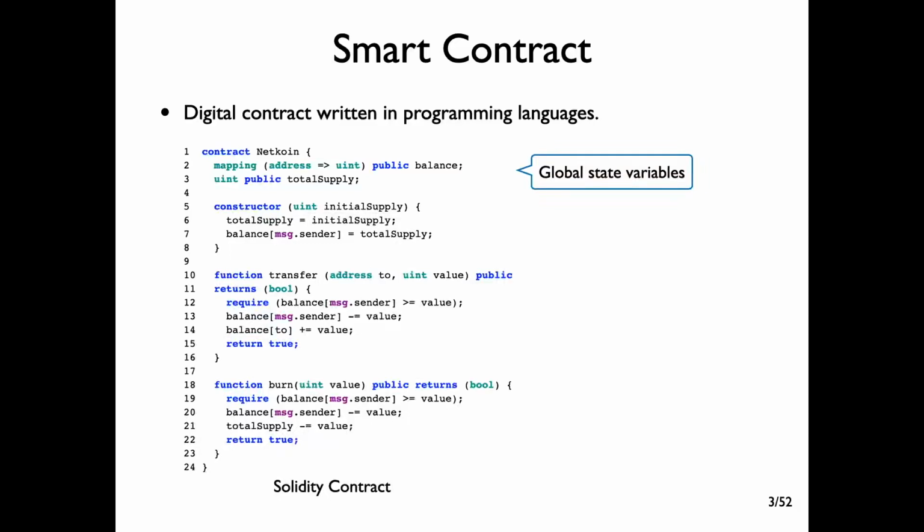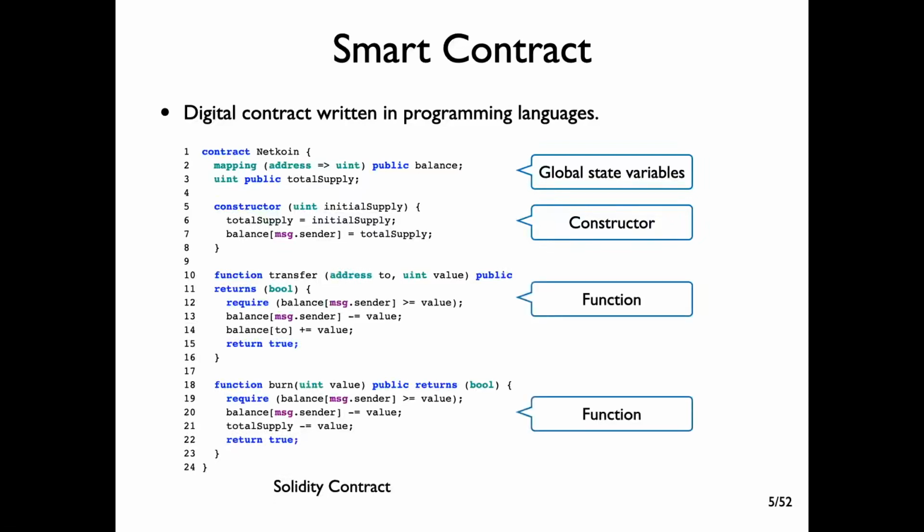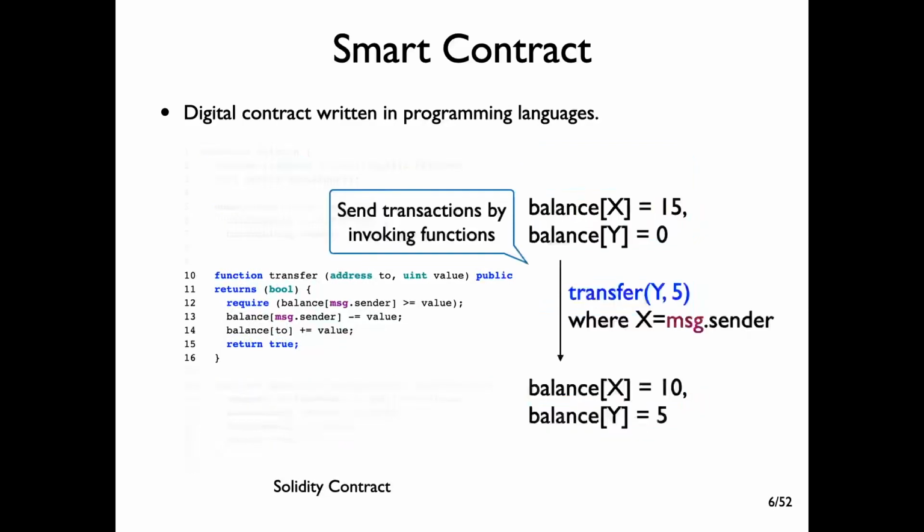First, there are global variables in the contract. There is a constructor function which can be executed only once when deploying smart contracts on the blockchain. There are two public functions which can be invoked by anyone. Users can send transactions by invoking these functions with some argument values. For example, suppose X's balance is 15 and Y's balance is 0. Then, X can send a transaction for sending 5 tokens to Y by invoking transfer with the arguments in the slide.